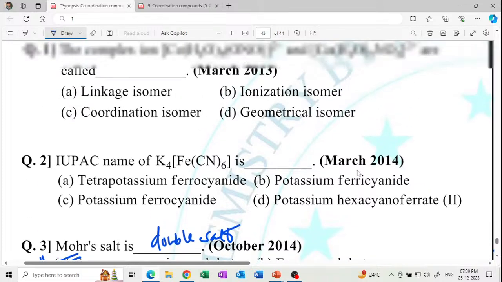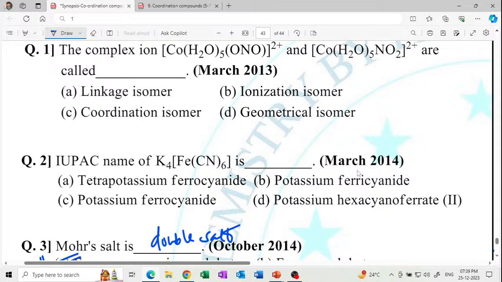Next question: the IUPAC name of K4[Fe(CN)6] is. Only one is written as the correct name. So this is Fe(CN)6. What is the oxidation state of Fe? It is +2. So this is your correct answer: potassium hexacyanoferrate. This is written with the 2 oxidation state.